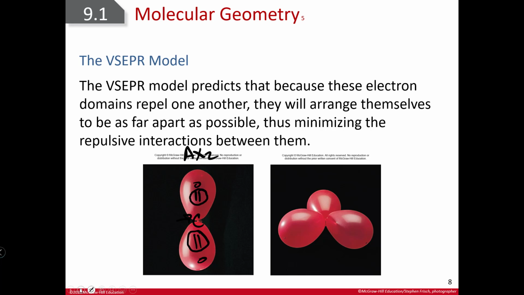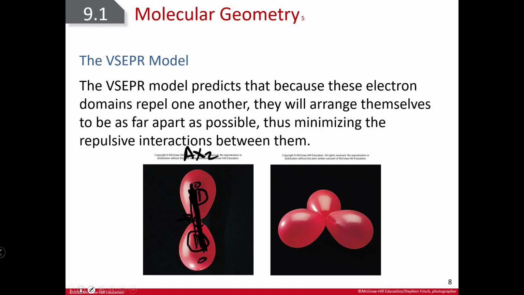And so how do you keep two groups that are the same charge happy? You keep them as far away from each other as possible. And so that's how we get the linear geometry here, linear geometry of carbon dioxide.